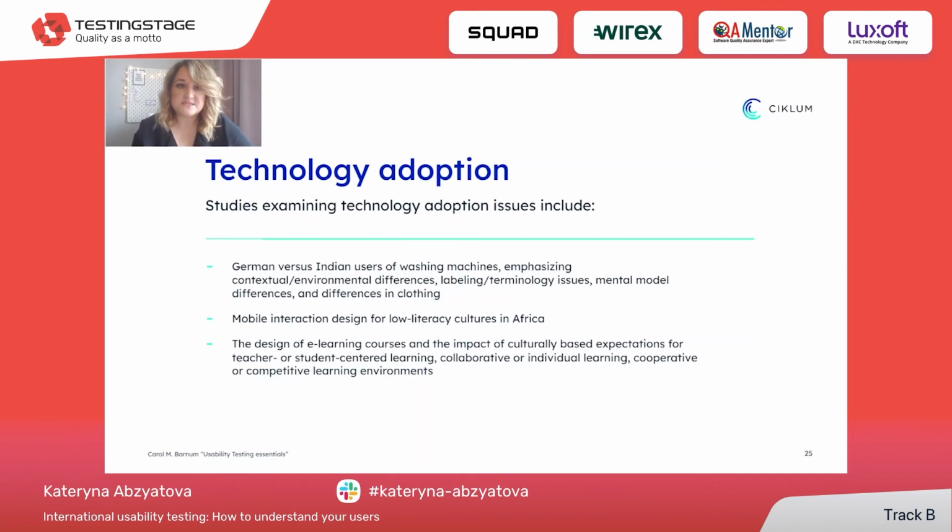And the second option is technology adaptation. That means that we can't just make something and sell it in all countries. For example, take several samples of washing machines with German and Indian users. Of course, they will have different labels, different terminology. They may even wash different fabrics. So it also may influence usability, how we create controls, options, and other things. And also, for example, mobile interaction design for low-literacy cultures in Africa.